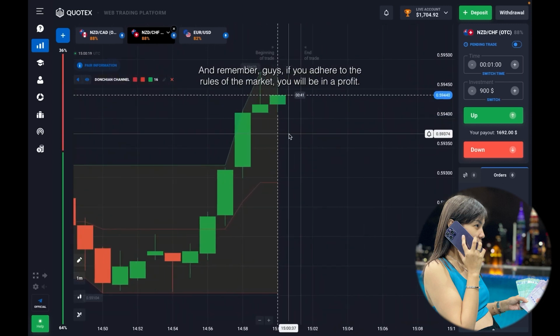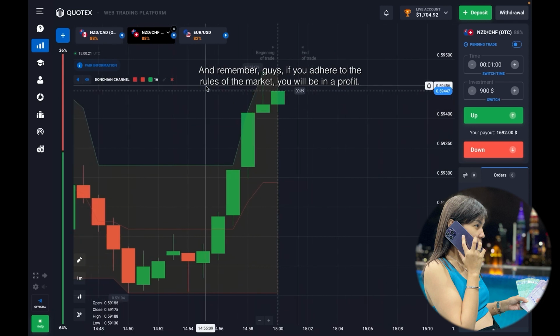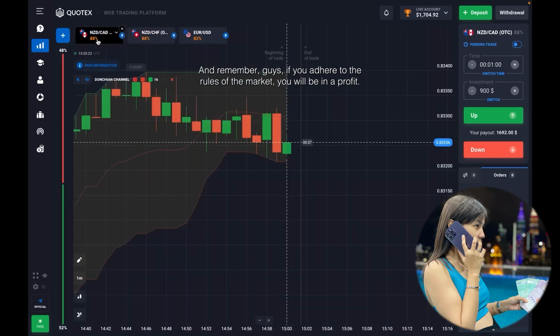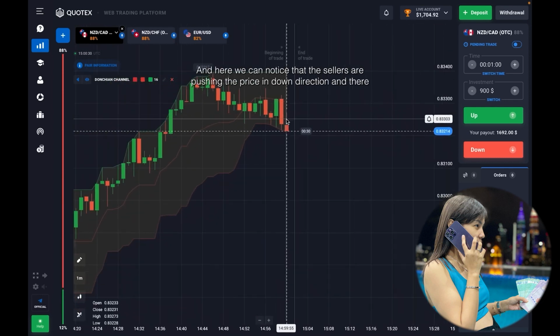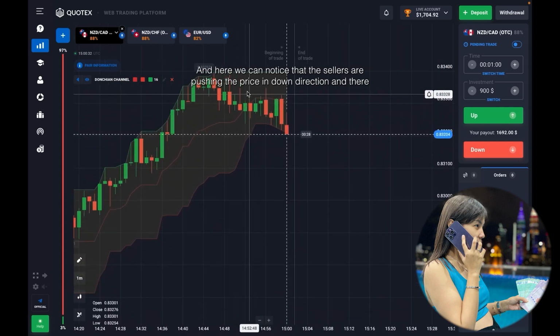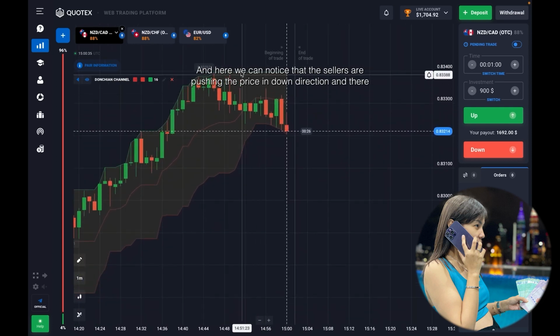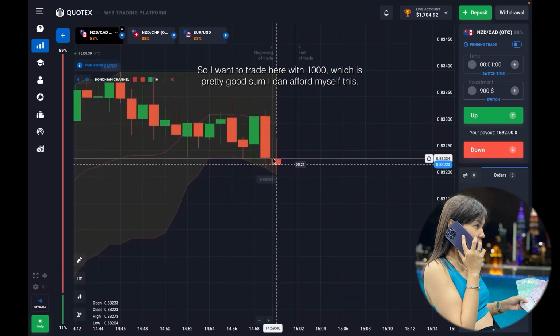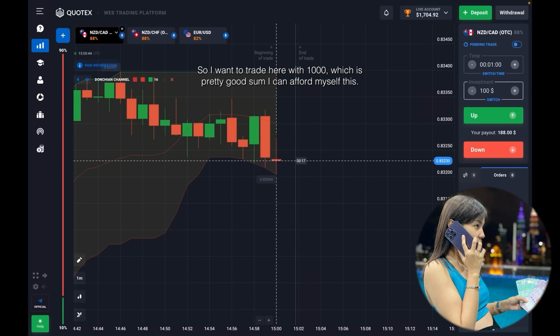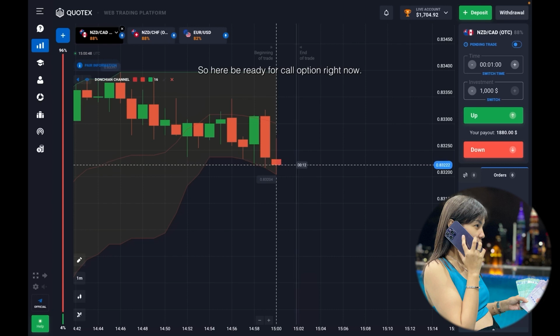And remember guys, that if you adhere to the rules of the market, you will always be in the profit. So the only thing you should understand is psychology, and here we can notice that the sellers are pushing the price in down direction, and there we can make our profit. So I wanted to trade here with $1,000, which is a pretty good sum, and I can afford this. So here be ready for call option right now.